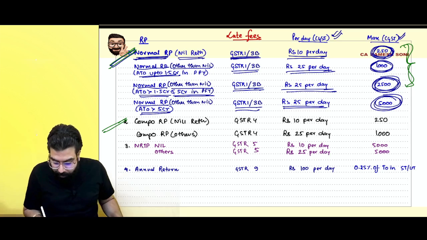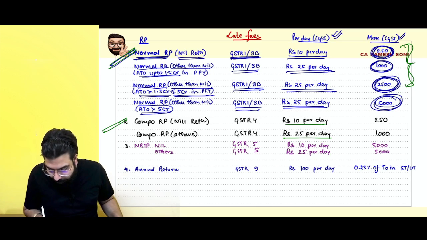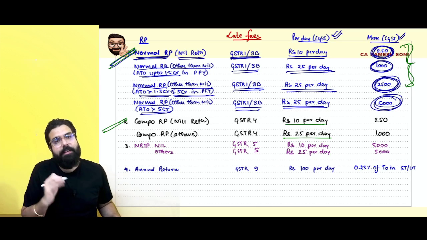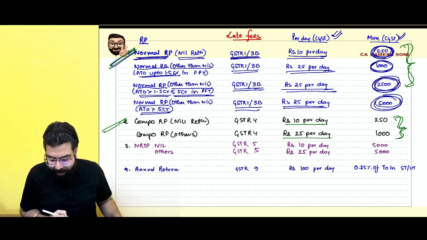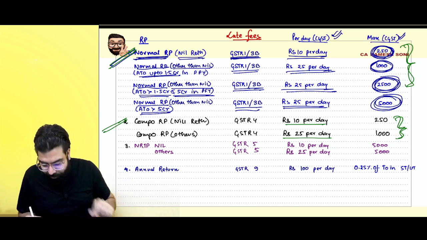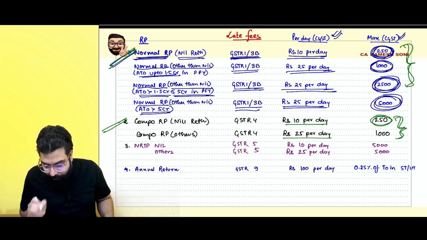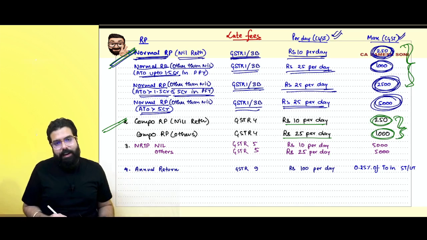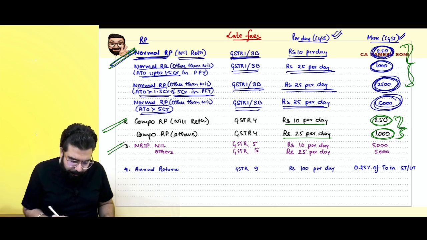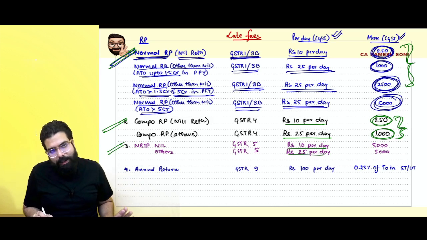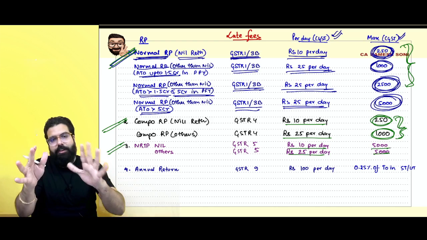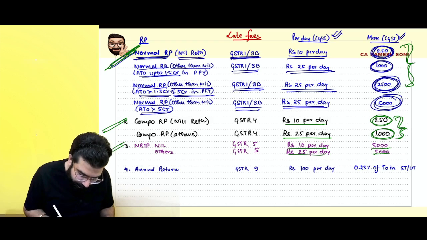Composition dealer. Nil return 10 rupees. Other than nil return 25 rupees. Yes, sir, GSTR 4 was there. Maximum late fee which was 5000 rupees has now been made how much? 250 if you are a nil return filer and 1000 rupees other than nil return. Done, sir. Sir, for NRTP there is no reduction. 10 rupees per day, 25 rupees per day other than nil return, 5000, 5000. There is no change. Change is only here and here.